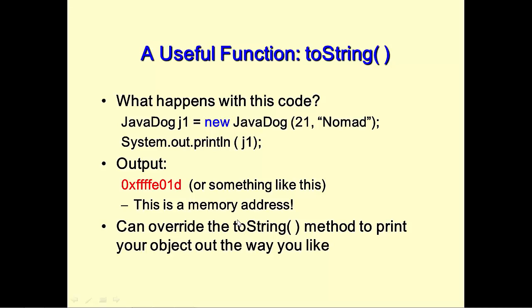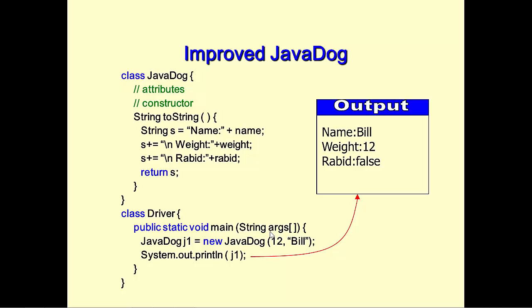So what we can do instead is to override this toString method to print your object out the way that you like. So here's an example of what that might look like. Again, we've cut out some of the parts of code inside of JavaDog, but you get the idea. So inside of class JavaDog, you can see that we have a toString method that we've overridden. We actually inherited that from a class called Object. And notice that it returns a String. So here's your return type, String. The name of the method is toString. That doesn't take anything in as a parameter.